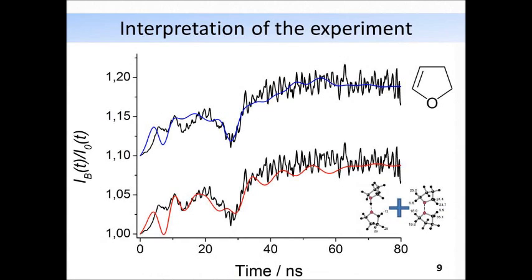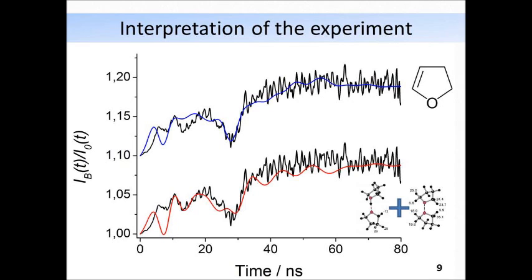We could reasonably simulate the curves of time-resolved magnetic field effect using two different assumptions. The first assumption is that the primary radical cation of THF is transformed into the radical cation of dihydrofuran due to very fast hydrogen elimination.